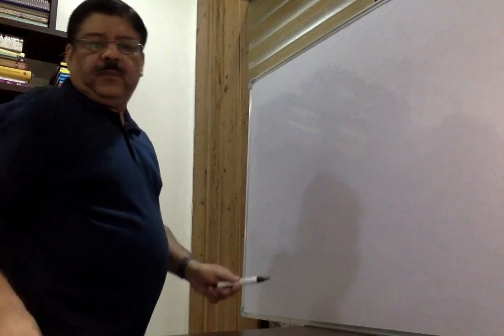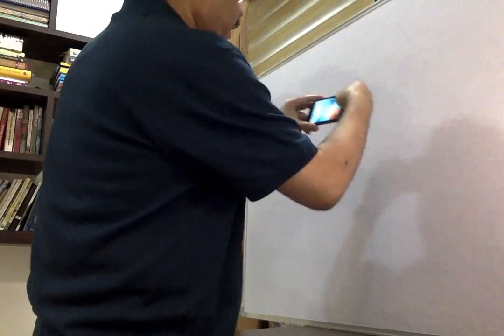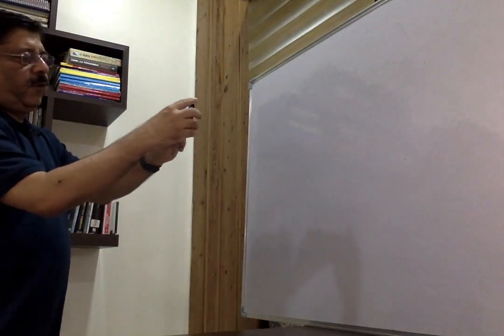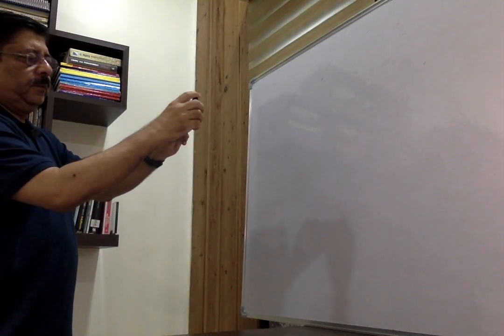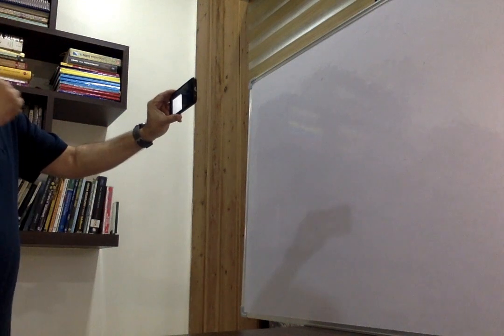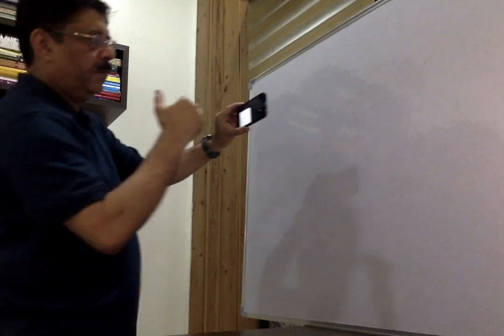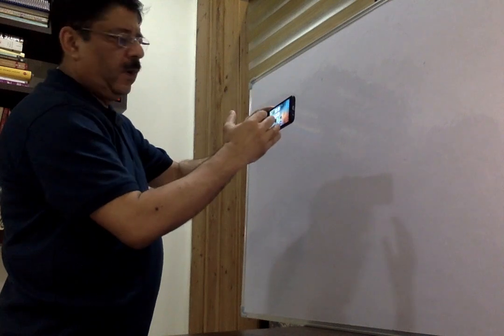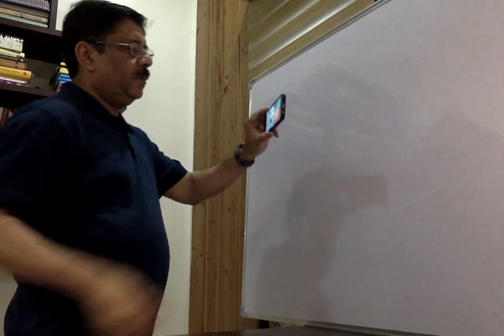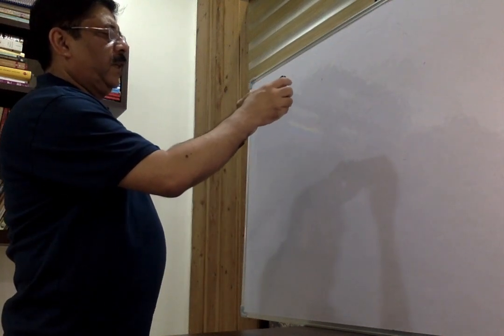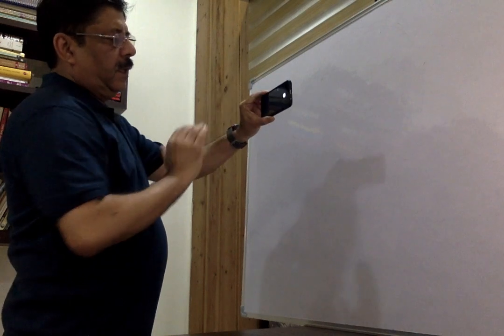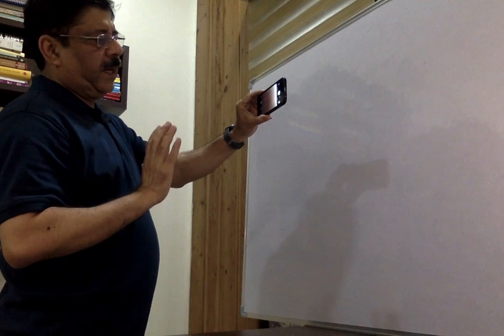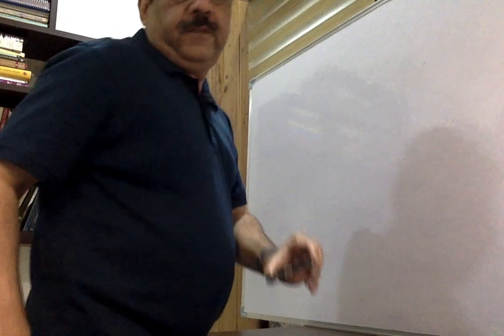Suppose something is written on this board and I am taking the picture. From where will I take the picture? From this angle. We have a camera ready in our mobiles, so I will take the picture. That is photography.